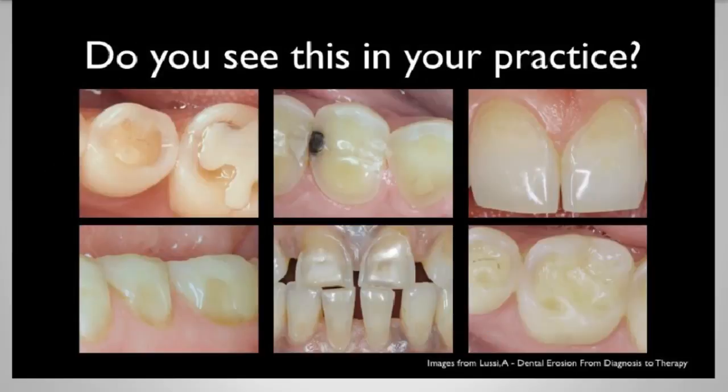Now, we've all become accustomed to looking at caries. However, how about the teeth that are pictured here in this slide? These are all images from Dr. Lussi's book titled Dental Erosion: From Diagnosis to Therapy. And I think it's a great read for anyone that's interested in the field of dental erosion. All these images here on your screen are various types of erosion.